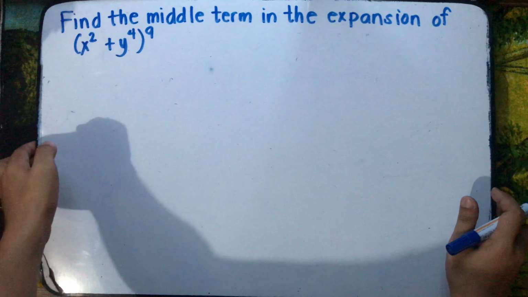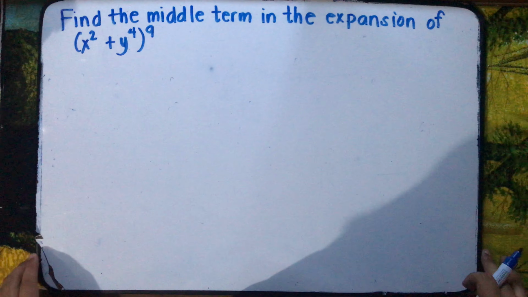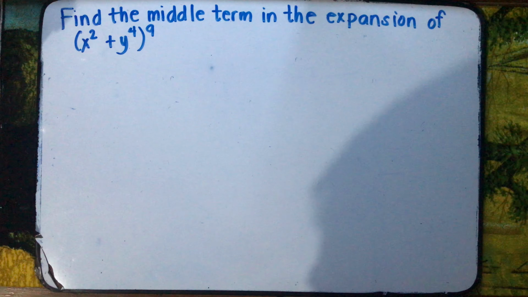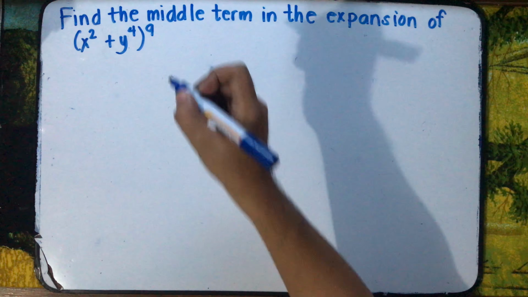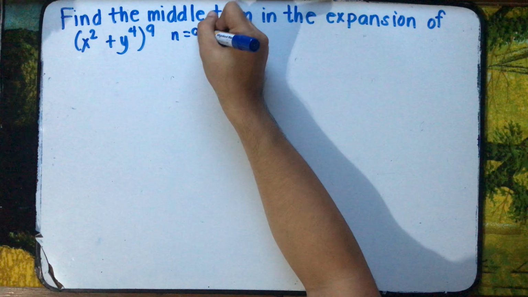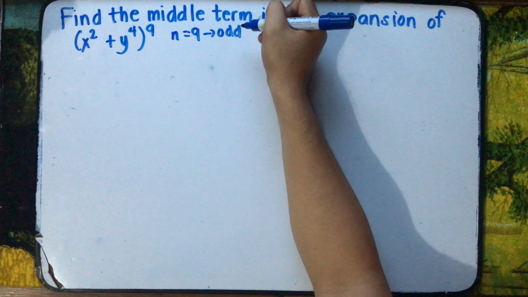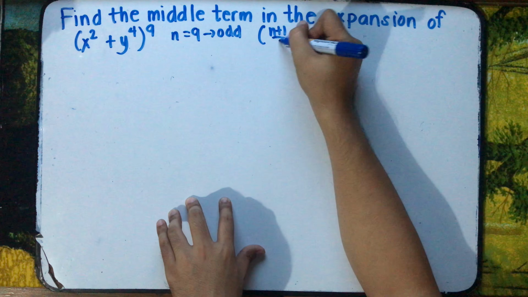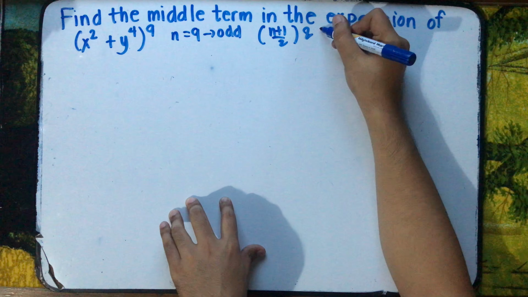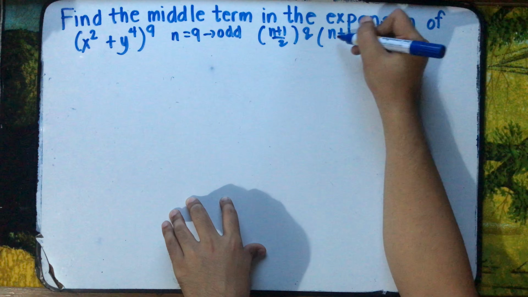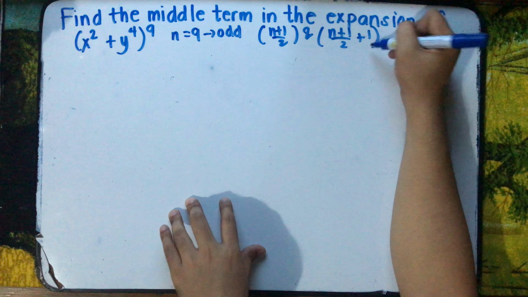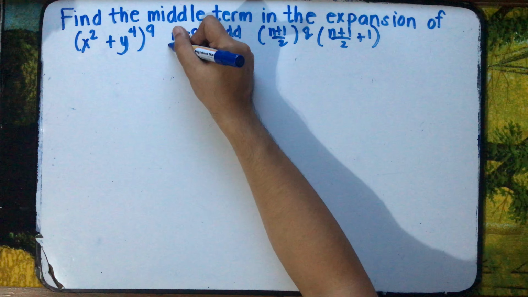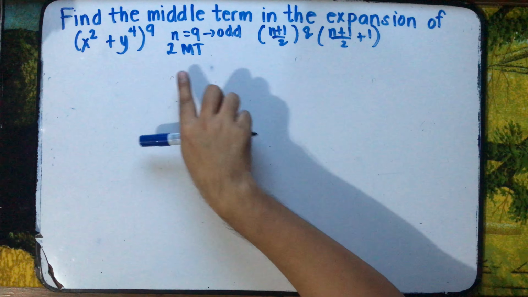So let us now try to find the middle term in the expansion of x squared plus y raised to 4 quantity raised to 9. Okay, so we could say now that n is equal to 9 and that is an odd number. And for an odd number, in order for us to get the middle term, the formula is n plus 1 over 2. And the other middle term is n plus 1 over 2 plus 1. Okay, so this is the term position. So we could say that there will be two middle terms.